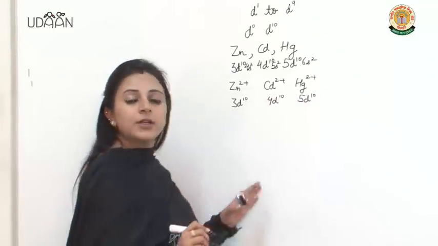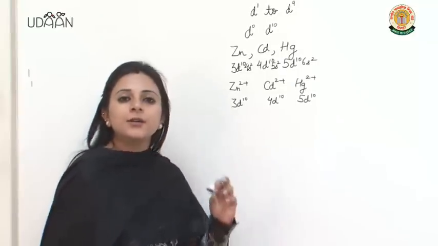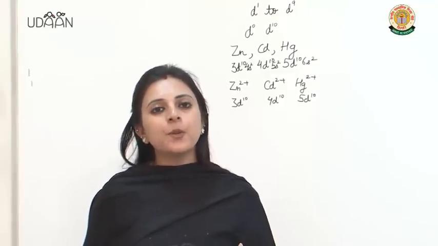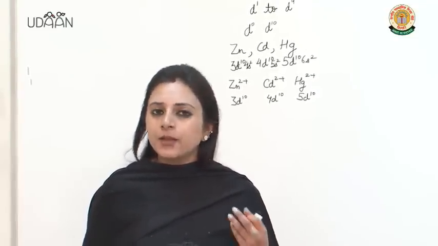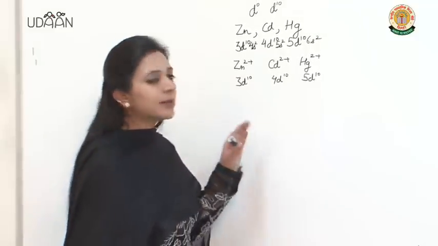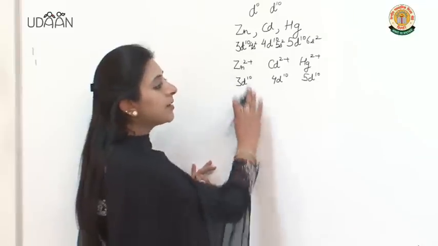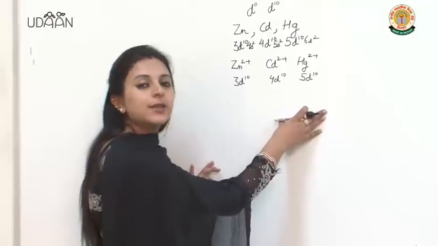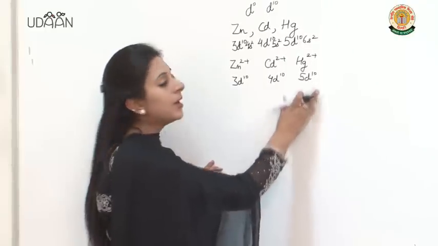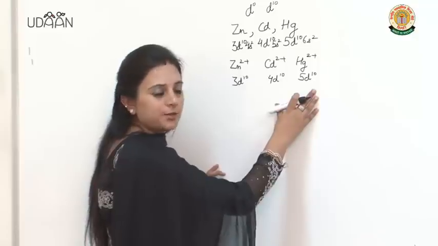So they do not have incompletely filled d orbitals. इसका मतलब क्या हुआ? That they are not regarded as transition elements. Also they do not show the properties which are typical of a transition element except their ability to form complexes, but in order to maintain the rational classification in the periodic table, they are studied with transition elements. So zinc, cadmium and mercury are not regarded as transition elements because they have completely filled d orbitals in their ground state as well as in the most common oxidation state.